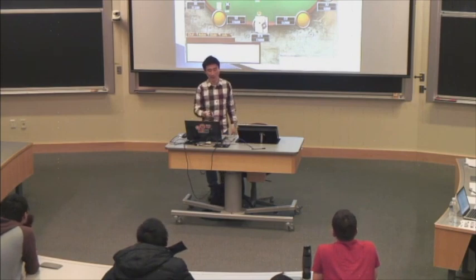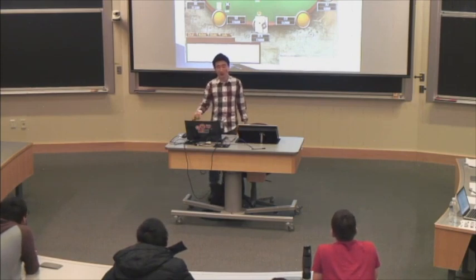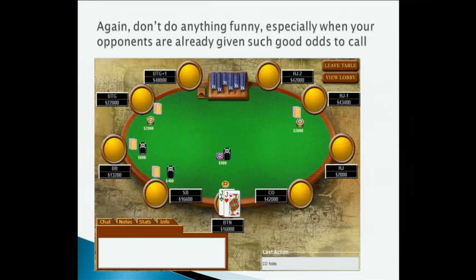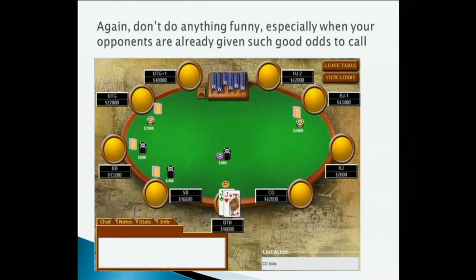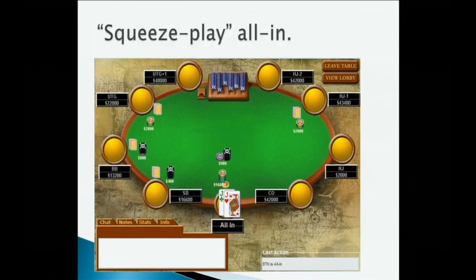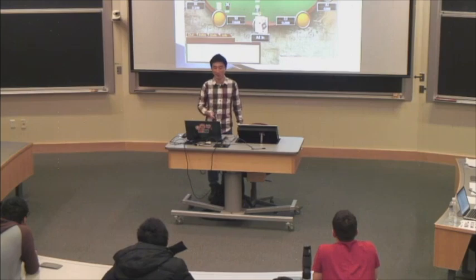The last example is also easy. Under the gun raises, hijack minus one calls, you have a great hand on the button and only 20 big blinds, you just go all in. There's no reason to be cute and make it like 8,000, unless you were trying to sucker your opponent.